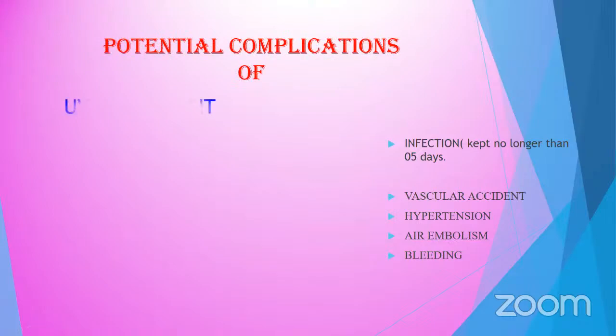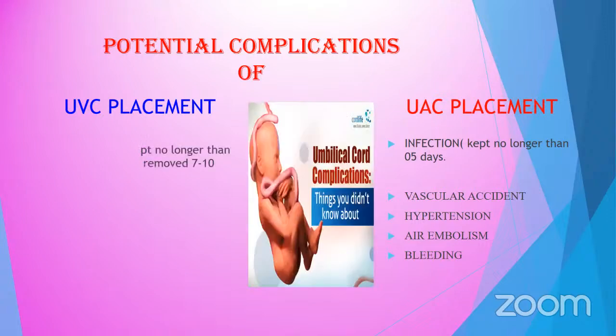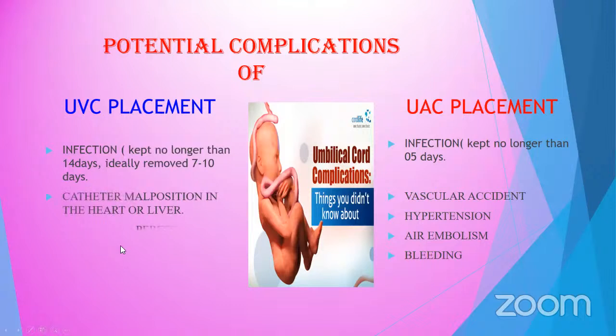So potential complications of UVC and UAC placement. As you can see, we can differentiate. The number one complication is infection. So in order to avoid sepsis, a UVC should be kept no longer than 14 days. Ideally, we should remove it at 7 to 10 days. For UAC, we should keep it no longer than 5 days.